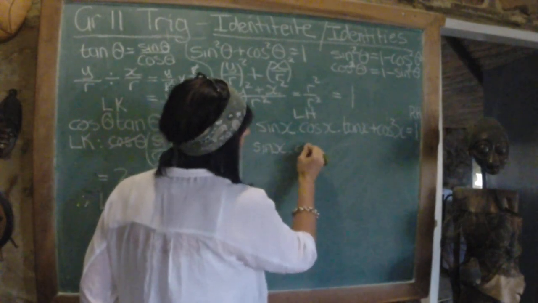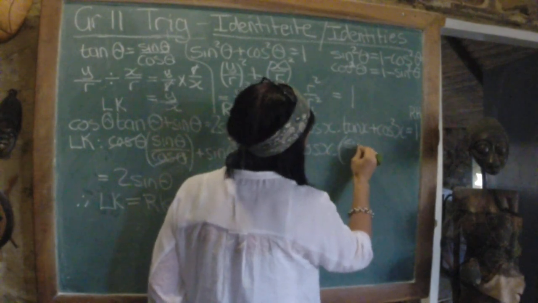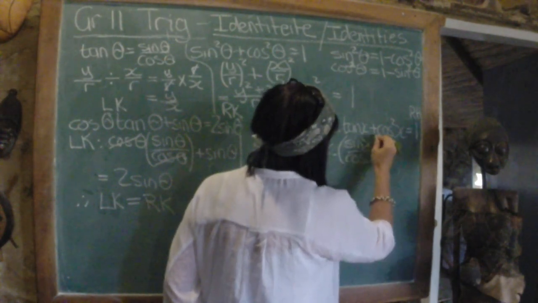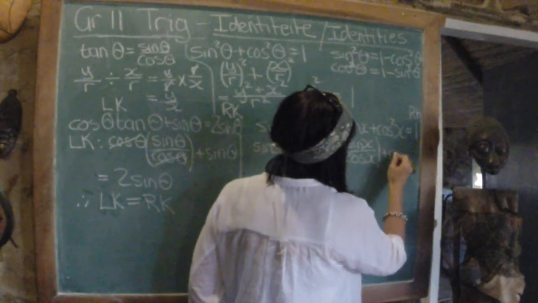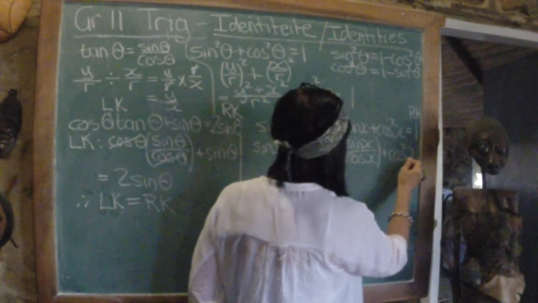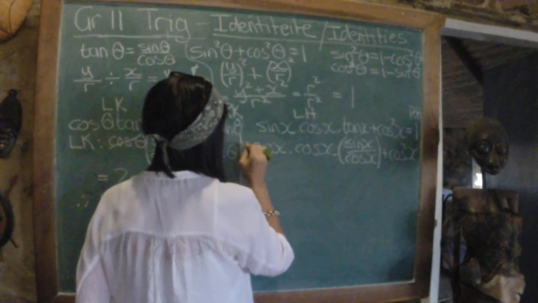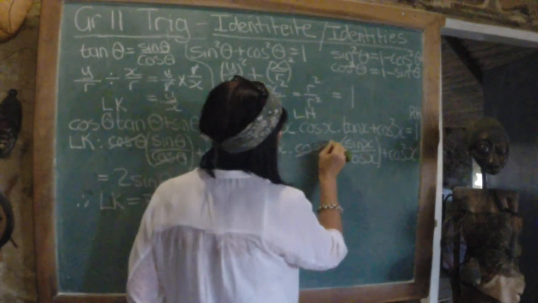Sin x times cos x times, and I replace tan x with sin x over cos x. Okay, let's keep it like that for now, plus cos squared x. That is my left-hand side. So those two can cancel.